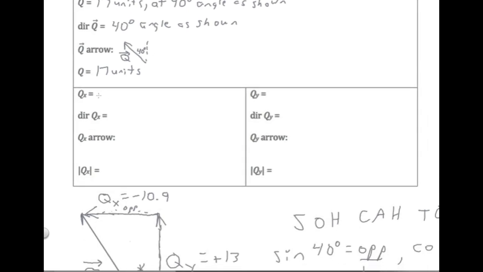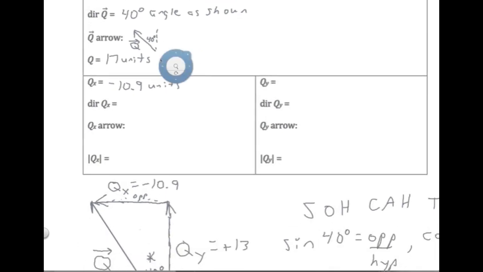We decided our QX was negative 10.9. In the direction, the negative sign means that was to the left. So we could represent that with a leftward arrow. And the magnitude is 10.9. And we saw how it was useful to have a separate symbol for the magnitude of QX, because that helped us to figure out the components.